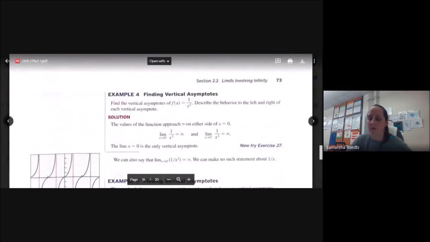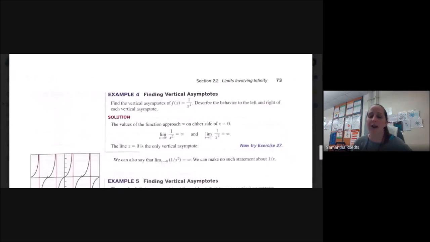So the line x equals a is a vertical asymptote of the graph of a function y equals f of x if either the limit of f of x as x approaches a from the right is positive or minus infinity, or the limit of f of x as x approaches a from the left is positive or negative infinity. Okay. So example 4, finding a vertical asymptote. So I can find vertical asymptotes of f of x equals 1 over x squared and describe the behavior to the left and right of each vertical asymptote.